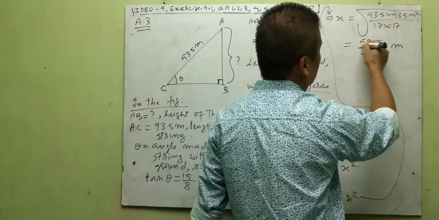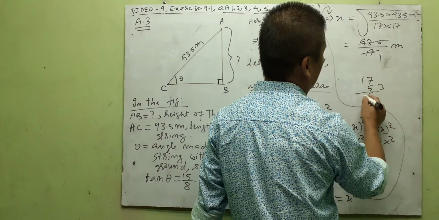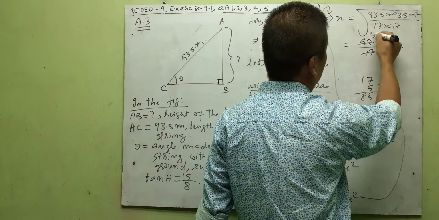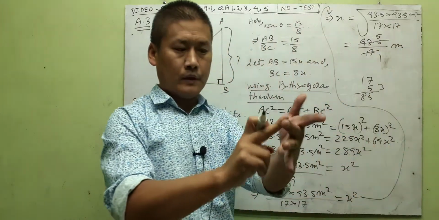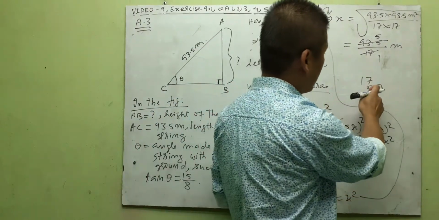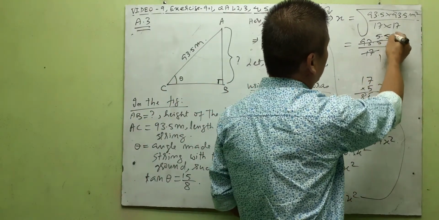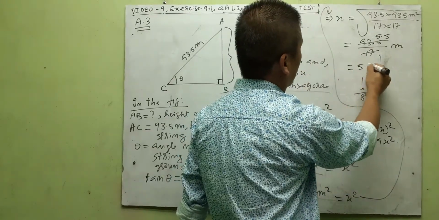So 17 ones are 17. 17 fives are 85. So let us count. 17 fives are 85, 86, 87, 88, 89, 90, 91, 92, 93. Again 8, 85. So exactly going here, 17 into 0.5. So 5.5 meters is the value of x.